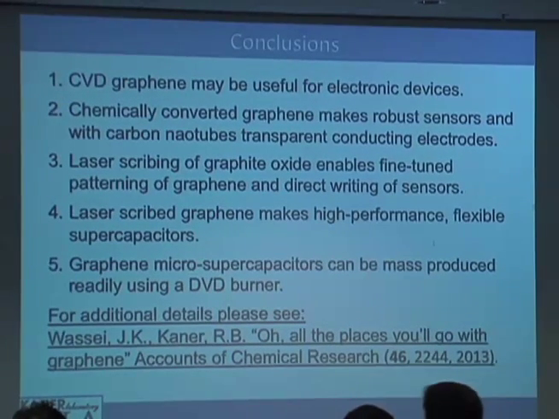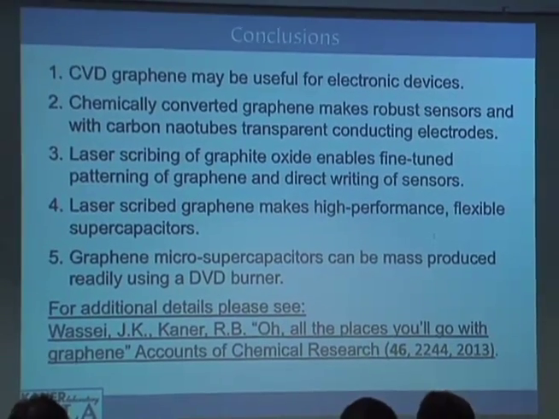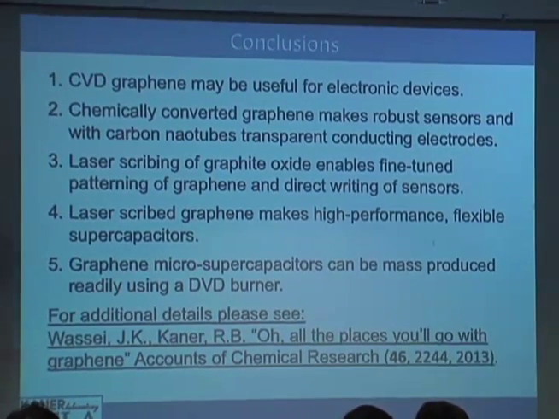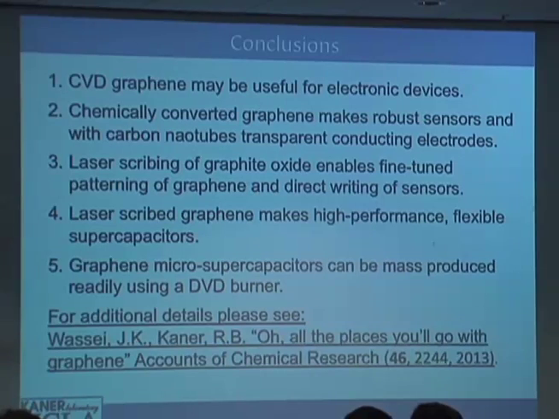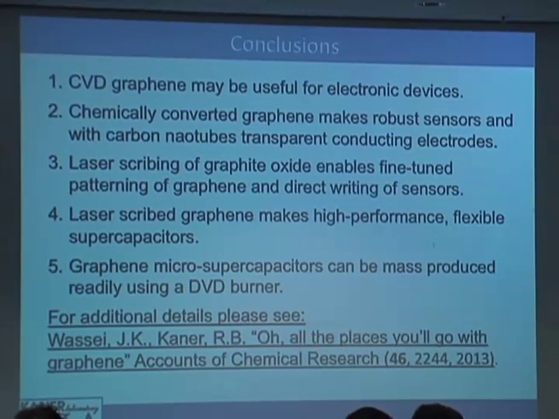CVD is good for electronic devices. Chemically converted is what's going to be needed for other things. Transparent conducting electrodes are possible. I like laser scribing because you can control where you put it. You can make high-performance supercapacitors, and you can make as many micro-supercapacitors as you like.